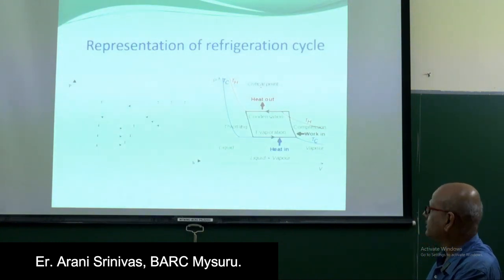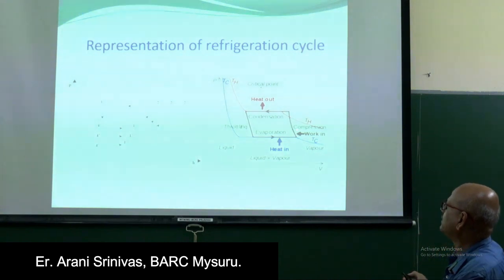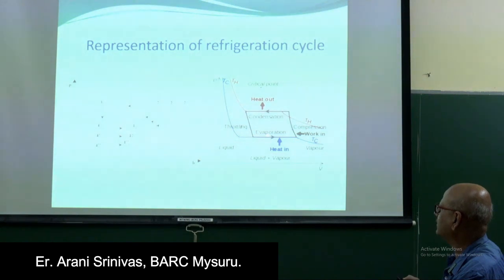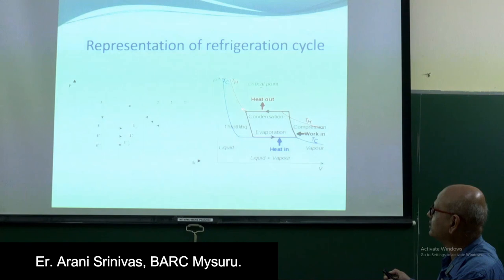If you represent this in your PV diagram, this is the compression. Whatever gas comes here, as I showed you last time, gets compressed and goes to this pressure. If you take this line here, it will be 225 psi. At that condition it will start condensing, at constant pressure and constant temperature.